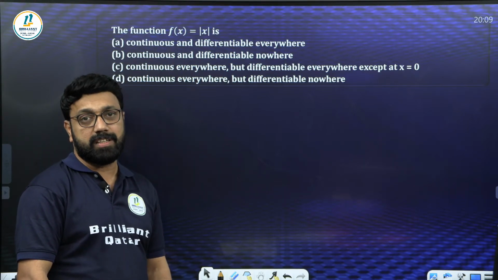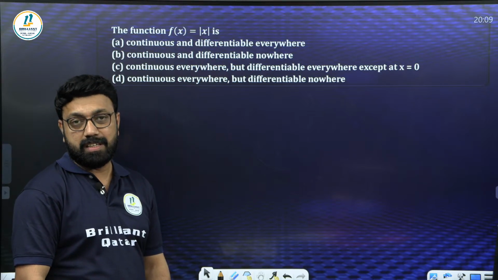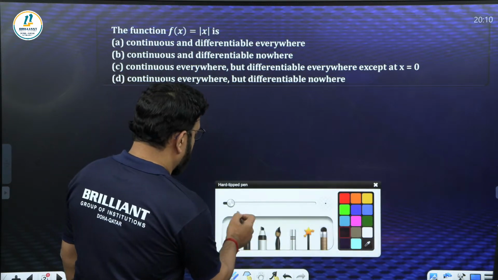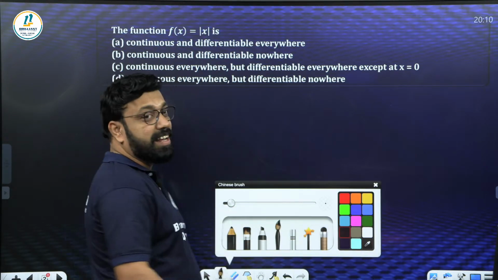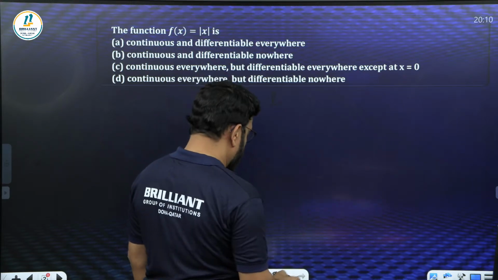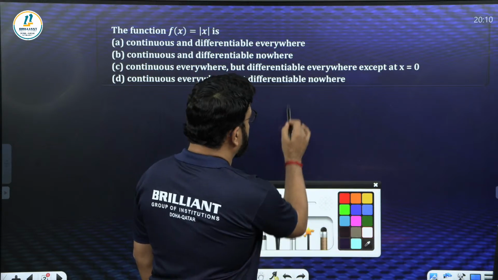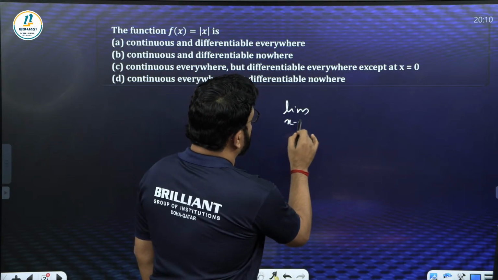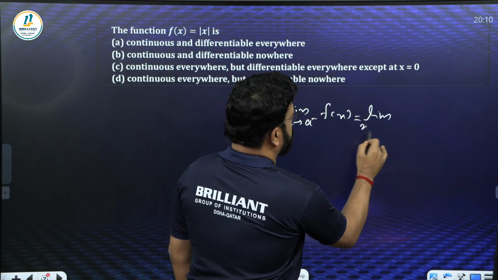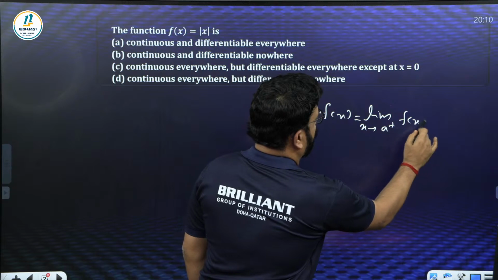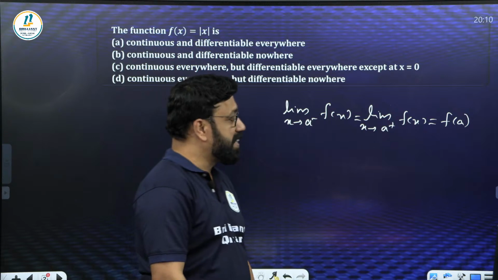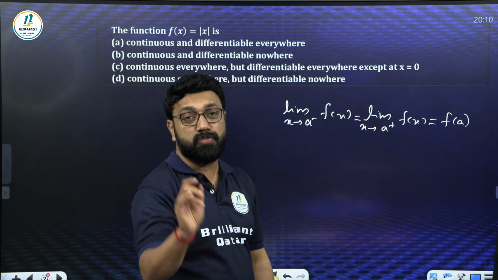How can we check the continuity? How can we check the differentiability? That's an important point. You learned that for continuity, LHL equals RHL equals f of a. What is LHL? Limit x tends to a minus f of x equals limit x tends to a plus f of x equals f of a. That's the definition. So LHL equals RHL equals f of a.